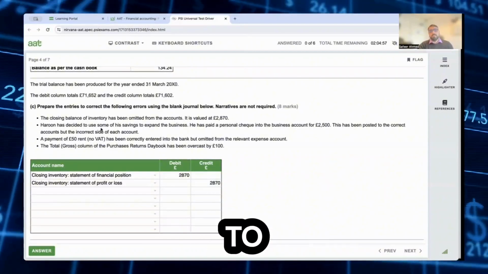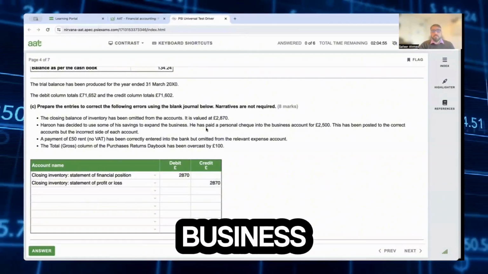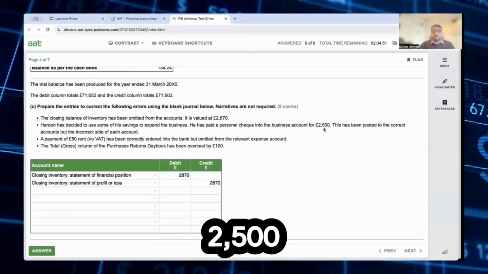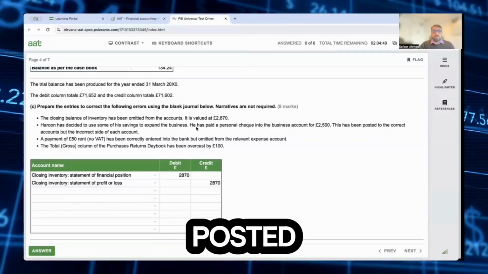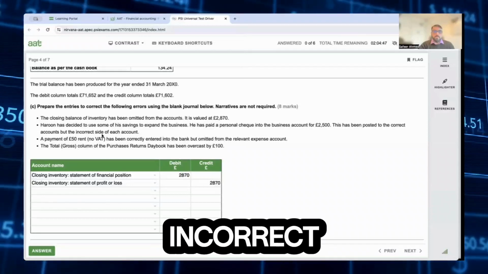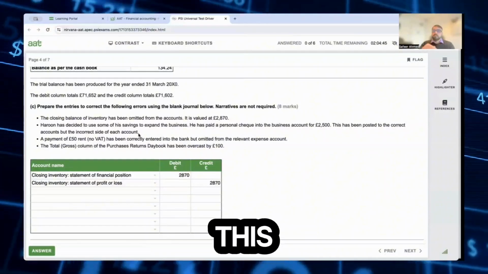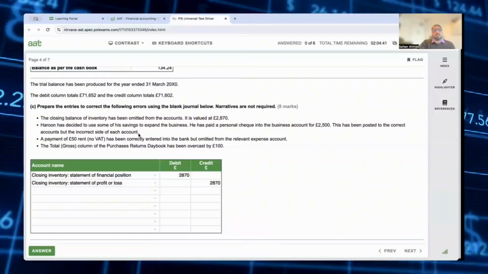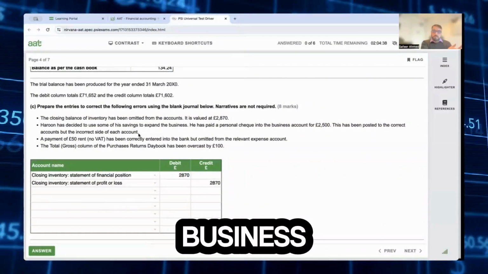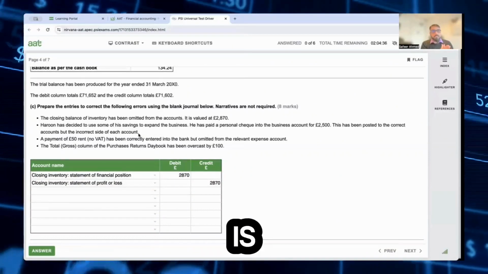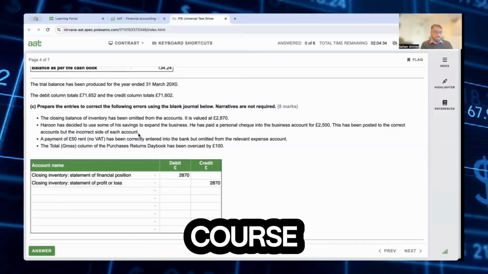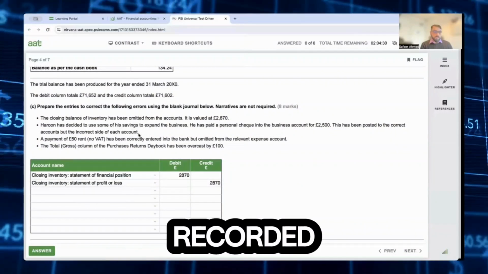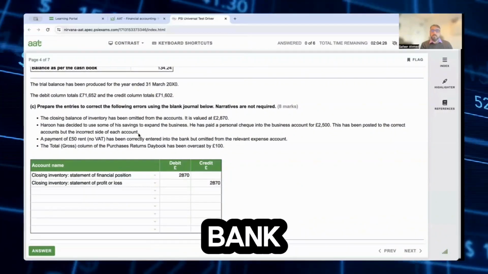Harun has decided to use some of the savings to expand the business. He has paid a personal check into the business account for 2,500. This has been posted to the correct accounts, but the incorrect side of each account. So this is a reversal of the entry they did. Now remember that this is an investment of the owner into the business, which is bank debit and capital credit. So what they have done is they recorded it as capital debit and bank credit.